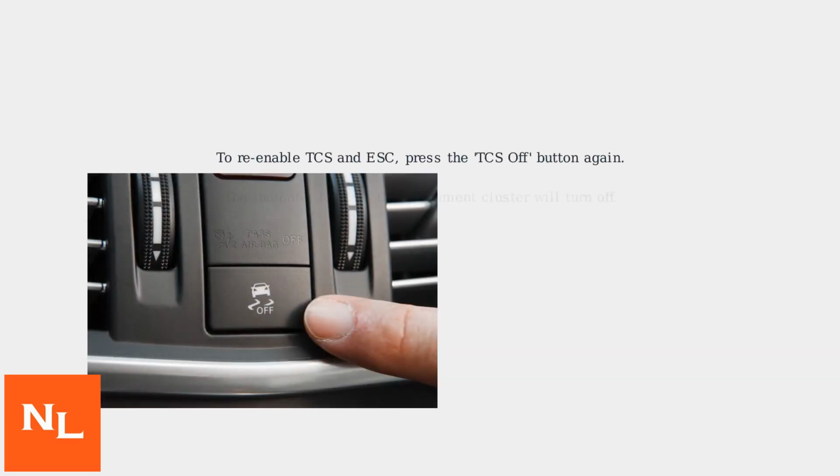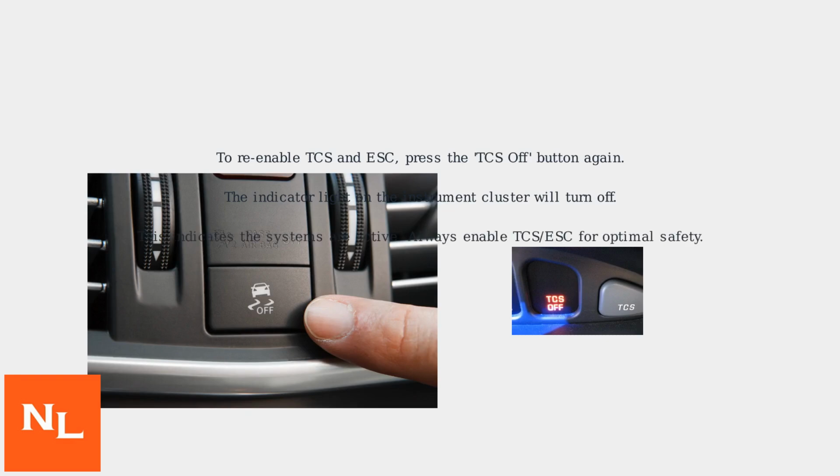To re-enable TCS and ESC in the Ford Edge 2, simply press the TCS off button again. The indicator light on the instrument cluster will turn off, showing that the systems are now active. Always ensure TCS and ESC are enabled for optimal safety during normal driving conditions.